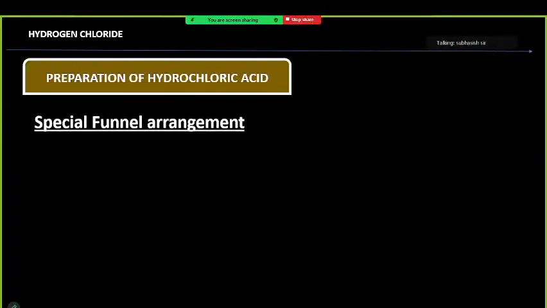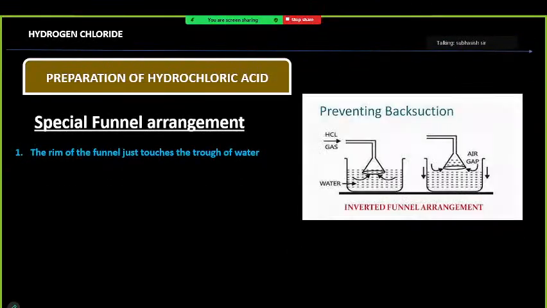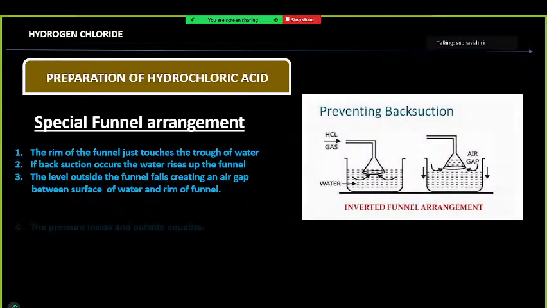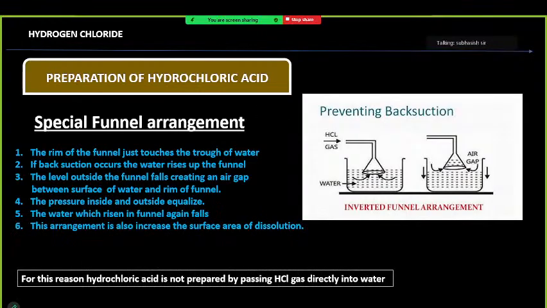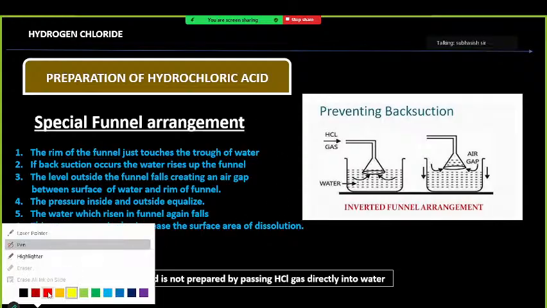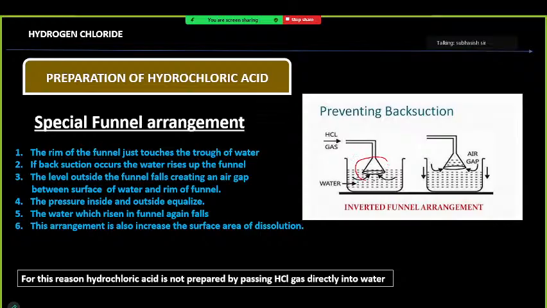Now, this is the special funnel arrangement. Already you have mentioned that the level of the water outside and inside is the same. Here in this picture you see that the left hand side arrangement is the wrong arrangement, and this is the right arrangement where some air gap is present in order to avoid back suction. Okay.